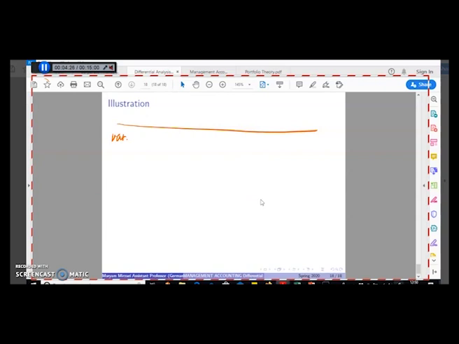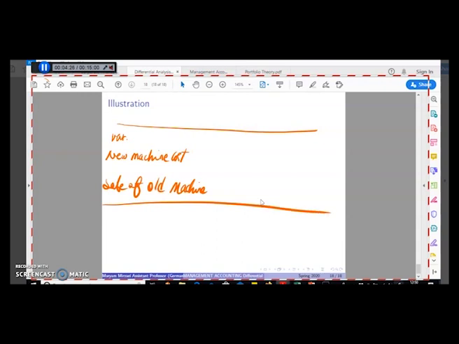the new machine cost, how much it will cost me if I buy a new machine, and sale of old machine. Finally the total. So I have two options. One is retaining the old machine or replacing with a new machine.